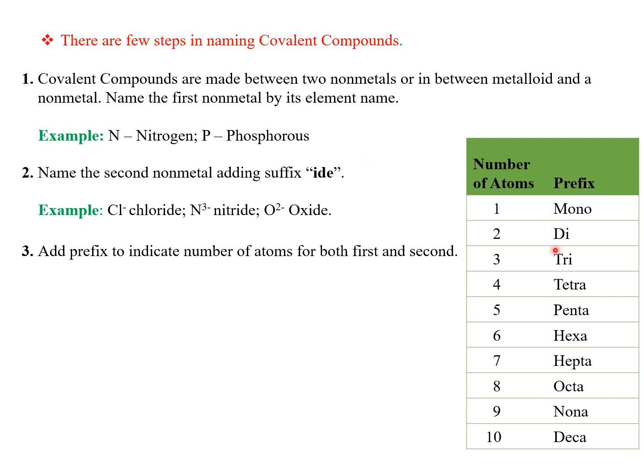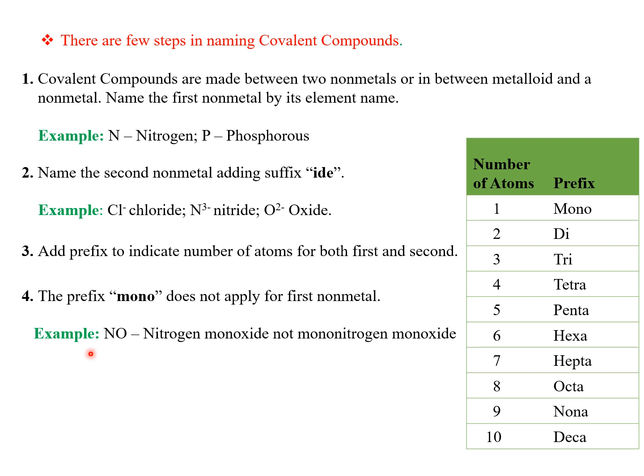So these are the prefixes. If it contains one, the prefix is mono, but for the first nonmetal we omit the mono prefix. For the second nonmetal, we need to add mono. If you have 2 atoms, di; 3 atoms, tri; 4 atoms, tetra; 5, penta; 6, hexa; 7, hepta; 8, octa; 9, nona; and 10, deca. The prefix mono does not apply to the first nonmetal.